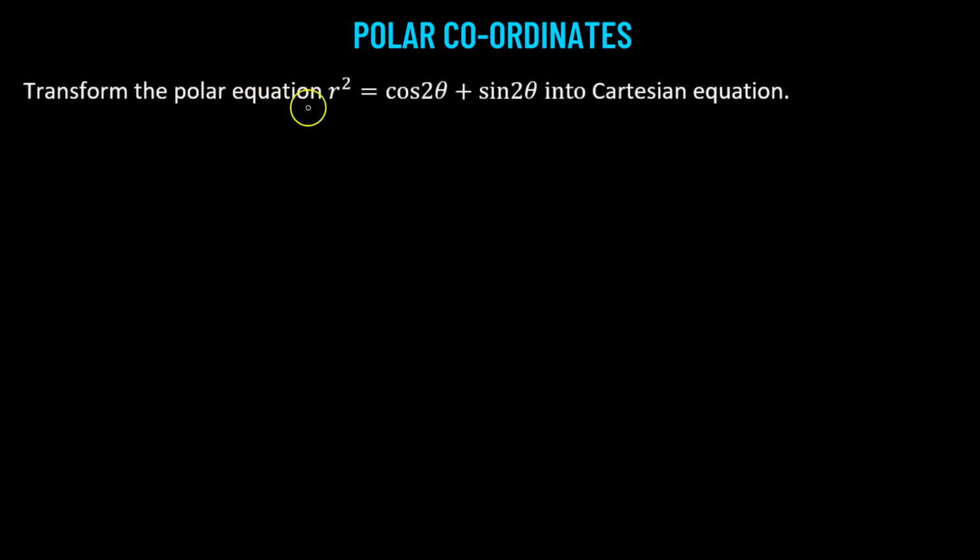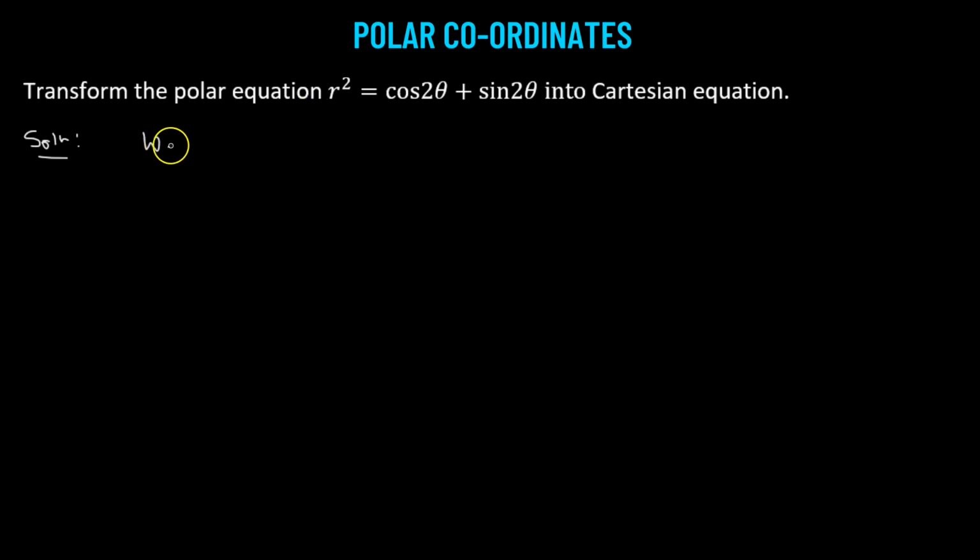In this problem, we are given a polar equation r squared equals cosine 2 theta plus sine 2 theta. We need to convert it to its equivalent Cartesian equation. Let us begin.